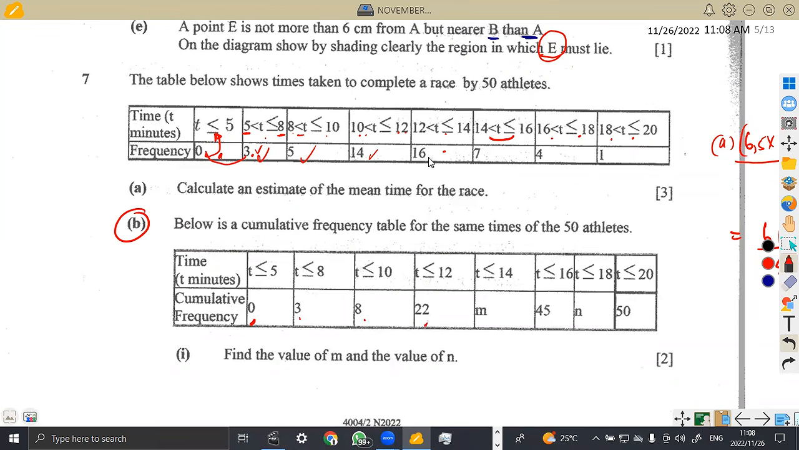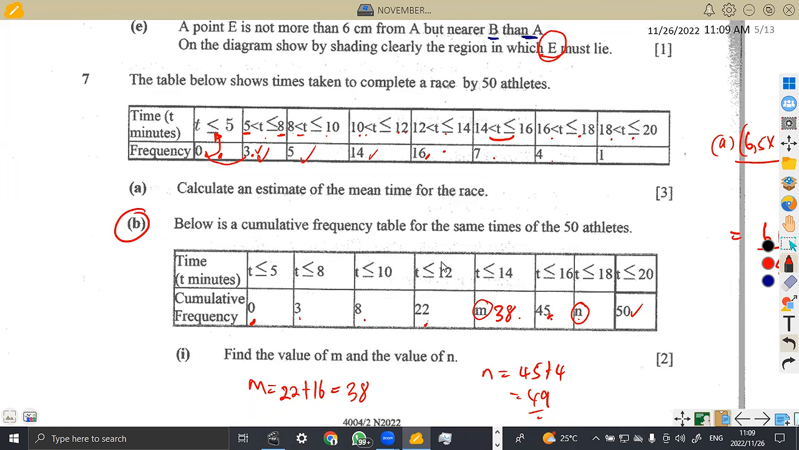So it's going to be 22 plus 16 to obtain M. So M is 22 plus 16, that is 38. We can see this one is 38. Move on, 38 plus 7, that's 45. 45 plus 4 is supposed to give us N. So N is going to be 45 plus 4, which is 49. Okay, 49 plus 1, that is 50. So that means it makes sense. So that's what we had for the values of M and N.